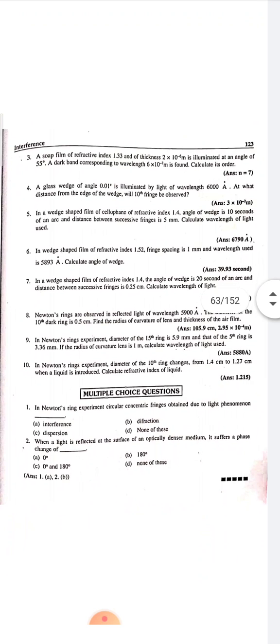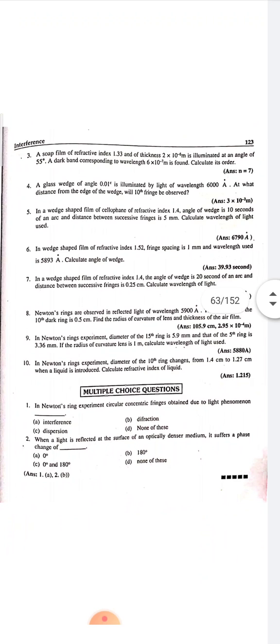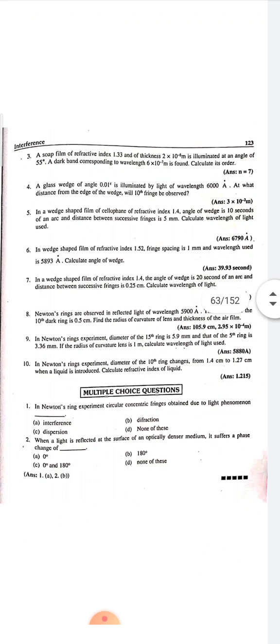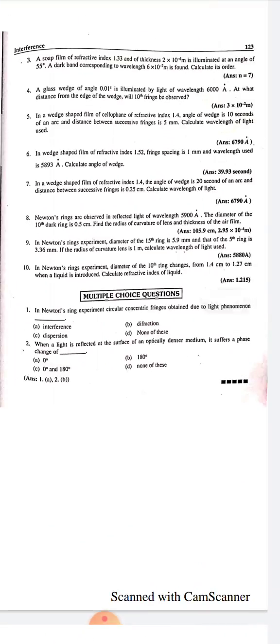We will talk about this Newton ring experiment. Circular concentric fringes are obtained due to the light phenomenon. What is that? Interference. When light is reflected at the surface of an optically denser medium, it suffers a phase change of 180 degrees. That you have to remember. Pi is nothing but 180 degrees. Likewise, MCQs will be there. You have to go through this part.